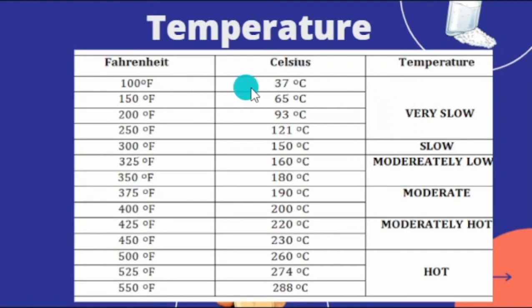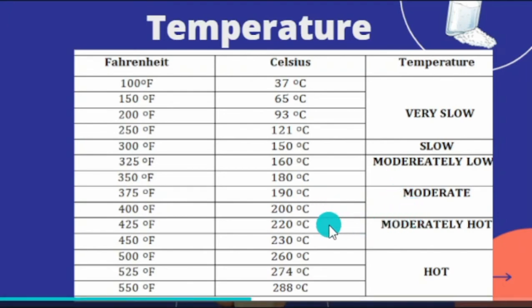When the temperature is from 37 degrees Celsius up to 121 degrees Celsius, it is considered very slow. And if it's 150 degrees, it is slow. For 160 degrees, it is moderately slow, as well as 180 degrees. For 190 degrees up to 200, it is moderate.